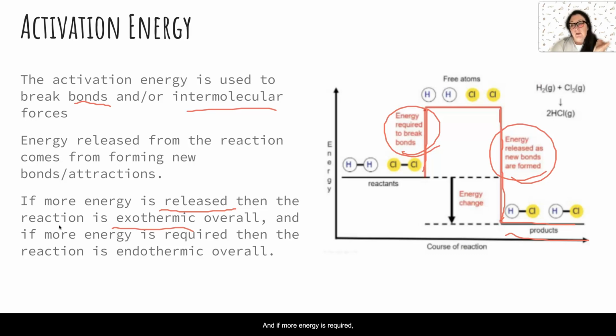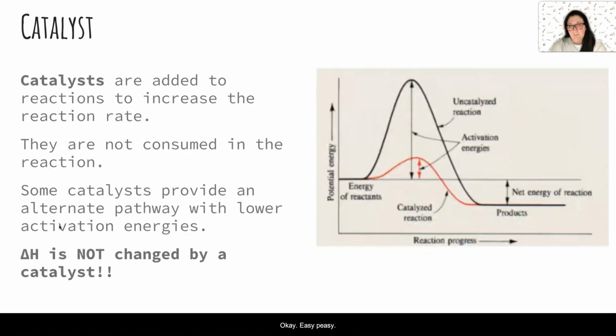And if more energy is required, then that means that wherever these products are, they're going to be higher than the reactants. So they could be up here, possibly, because here are the reactants. If you put more energy in to break apart the bonds or the intermolecular forces than you released, then what will happen is you will have an endothermic reaction. Okay, easy peasy.